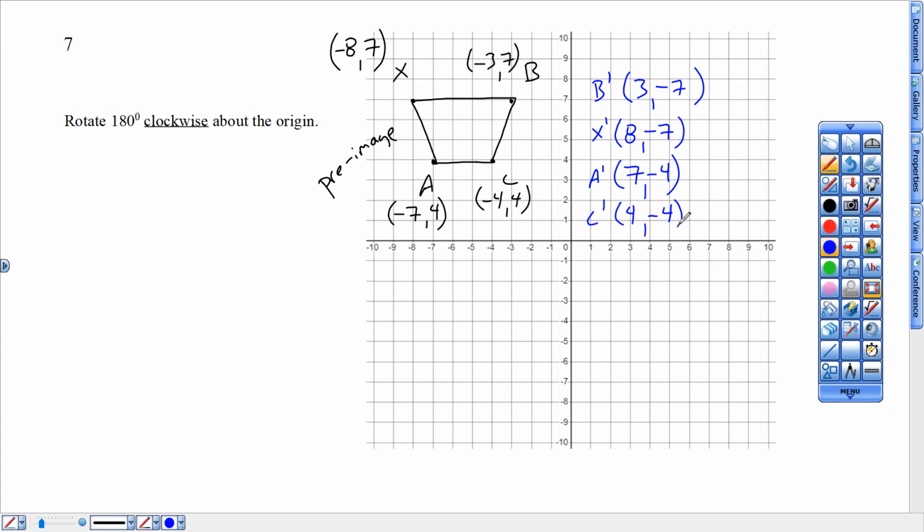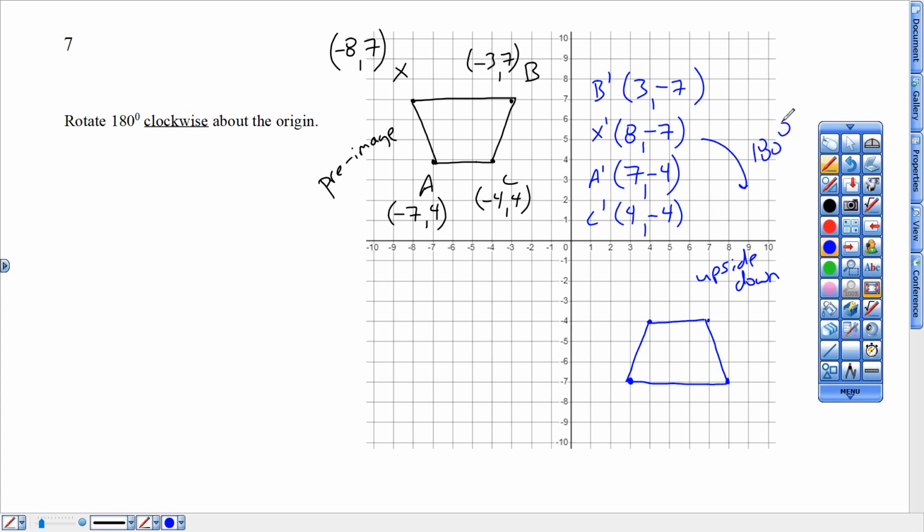So 3, -7. 8, -7. Upside down, I got 7, -4. I got 4, -4. It should always end up upside down. 180s are always upside down when you're doing these 180 turns. And then label those parts for me.